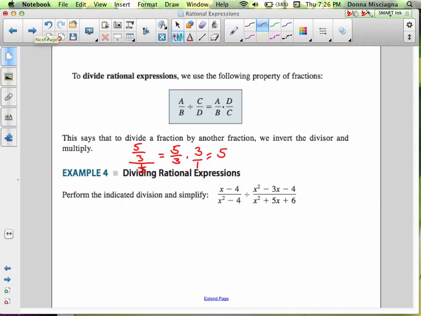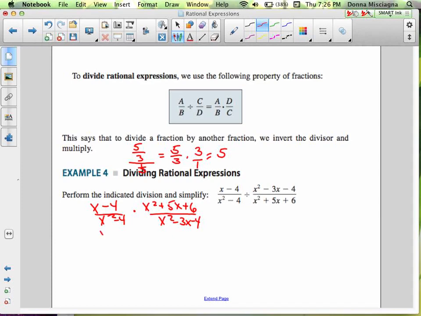All right, but let's do the one that is in your notes, the one below here. So we want to perform the indicated division and simplify. Again, it makes sense to factor, and then let's invert first, and then we'll factor. We'll reduce, and then we'll multiply, because we don't want to accidentally reduce before we invert. So let's just do that first. So we have x minus 4 divided by x squared minus 4, and then that's going to be times the reciprocal. So x squared plus 5x plus 6 goes in the numerator. X squared minus 3x minus 4 goes in the denominator.